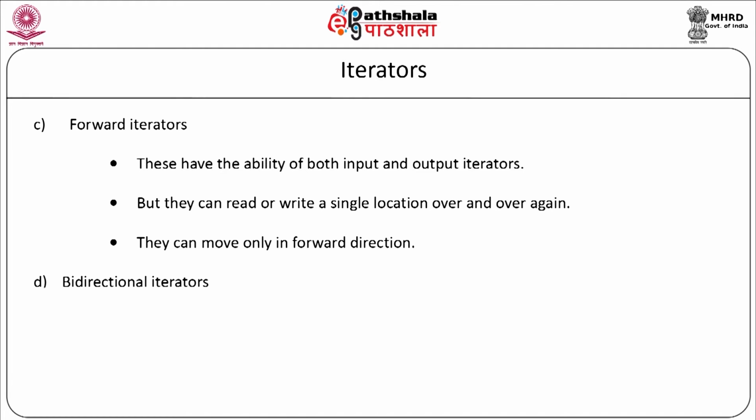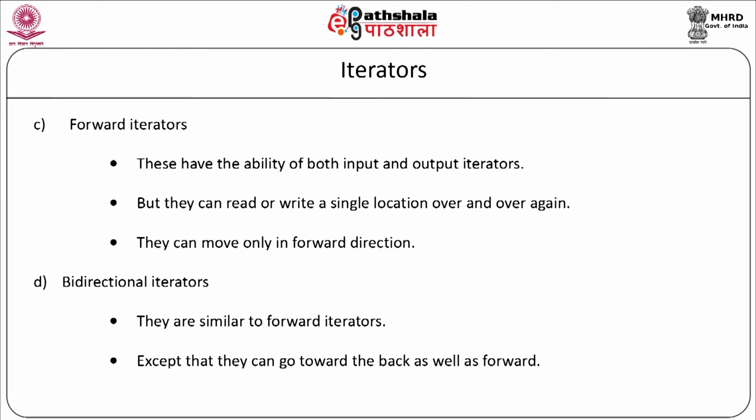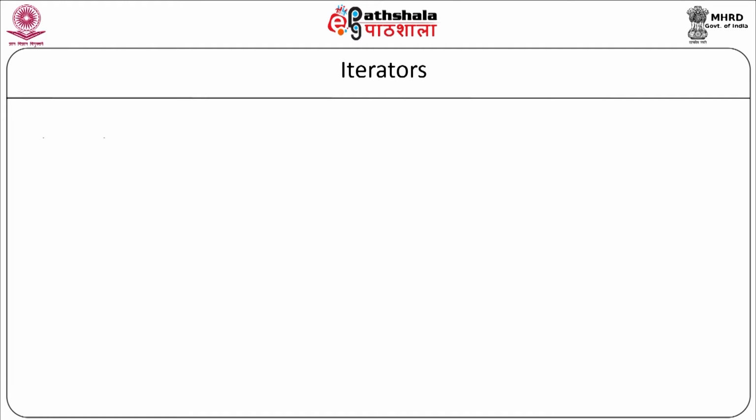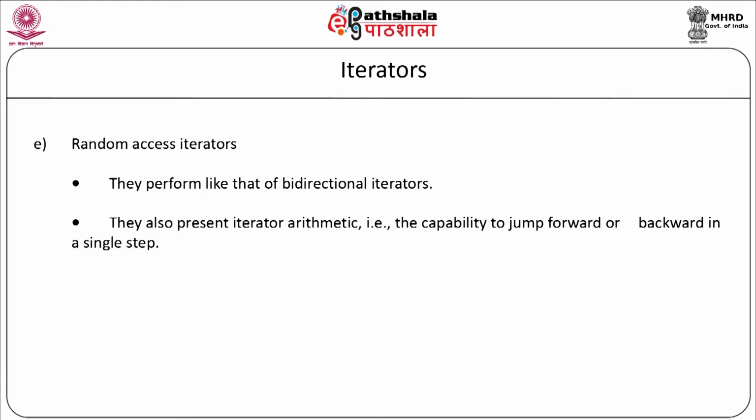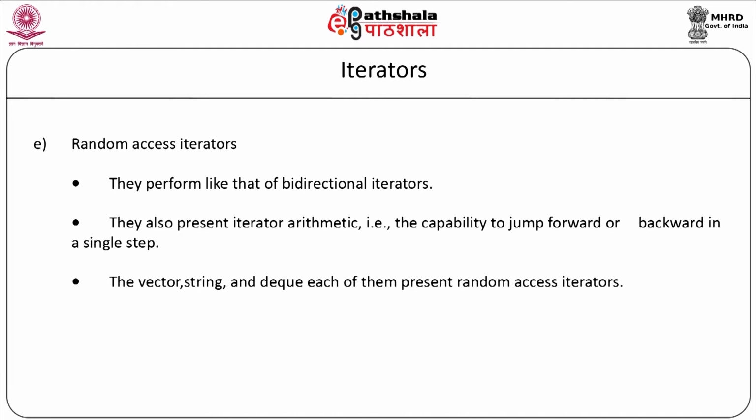Next one is bidirectional iterators. They are similar to forward iterators except they can go forward as well as back. Next is random access iterators. They perform like bidirectional iterators, but they also represent iterator arithmetic, that is the capability to jump forward or backward in a single step. The vector, string and deque are random access iterators.